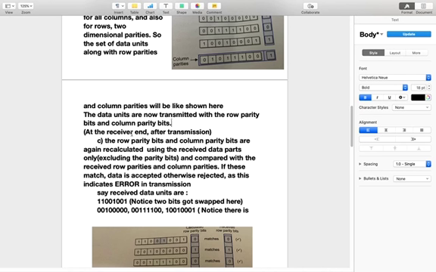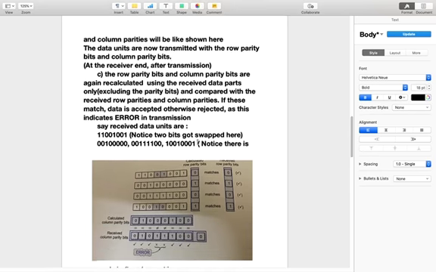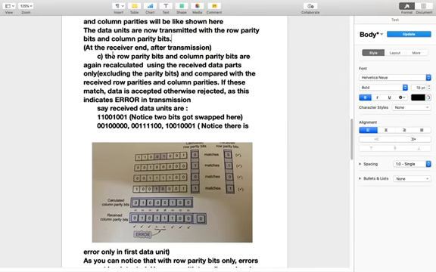So at the receiver end, when the data is received after transmission, the row parity bits and column parity bits are recalculated using the received data parts only, excluding the parity bits, and compared with the received row parities and column parities. If these match, then the data is accepted, otherwise it is rejected.